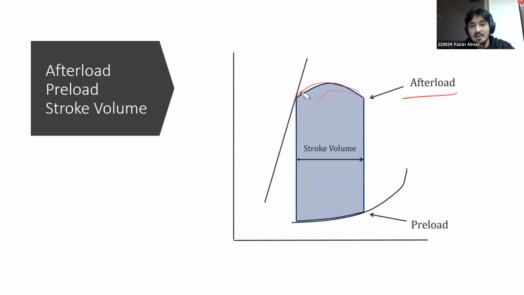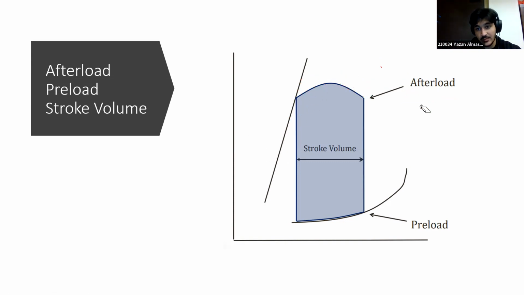So in whatever case we have a disease where we have too much afterload, what's going to happen is that the curve is going to get higher. So it's going to become like this. Okay, so this is increased afterload. Tamam? If you have decreased afterload, the opposite is going to happen. It's going to go like this, and the curve is going to look like this. Tamam? So this is for afterload.